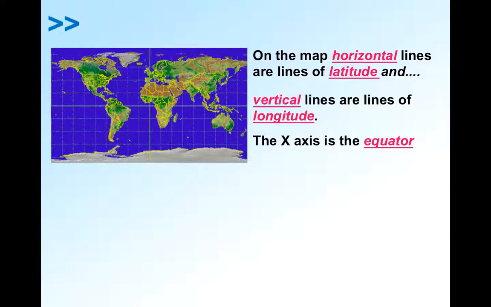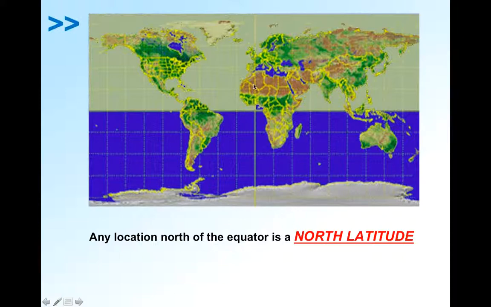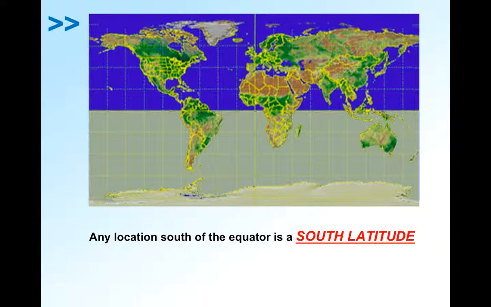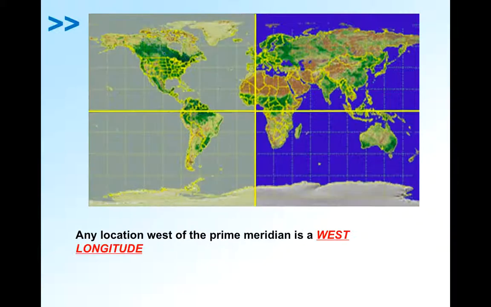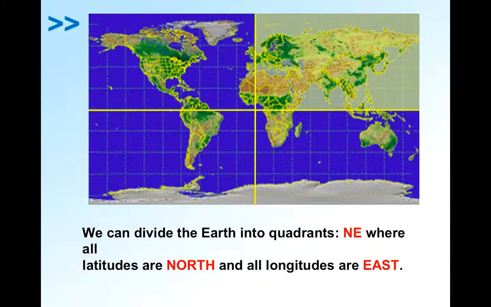Okay, so the x-axis here is the equator. This is just like on my graph. I have my x-axis, there's the equator. I have my y-axis, that is the prime meridian. Any location that is north of the equator is north latitude. Any location south of the equator is south latitude. Any location west of the prime meridian is west longitude. Any location east of the y-axis or the prime meridian is east longitude. So we divide the Earth, just like we showed on our graph, into quadrants. Northeast, or positive, positive.